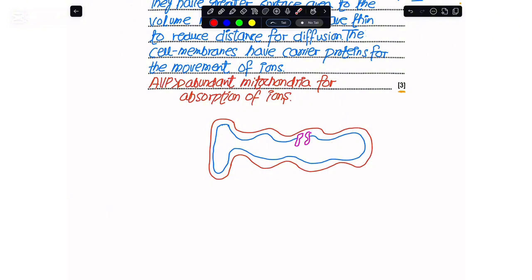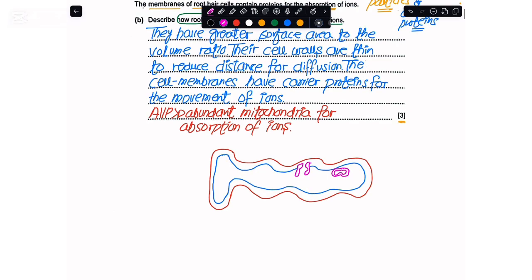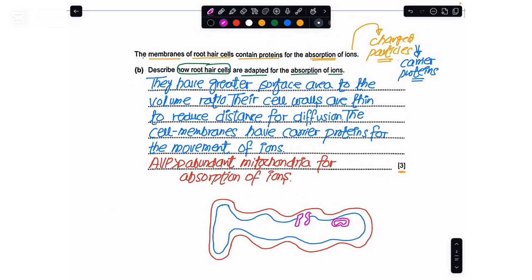And you may have learned that the ion movement is due to active transport. And for active transport, there is a need for abundant mitochondria. So this is another adaptation of the root hair cells that would help them absorb more of the ions. For 3 marks, what you were required to write here was that these root hair cells have a greater surface area to volume ratio, and their cell walls are thin.